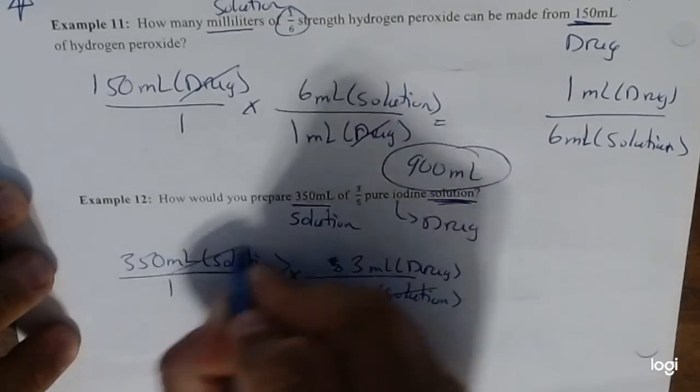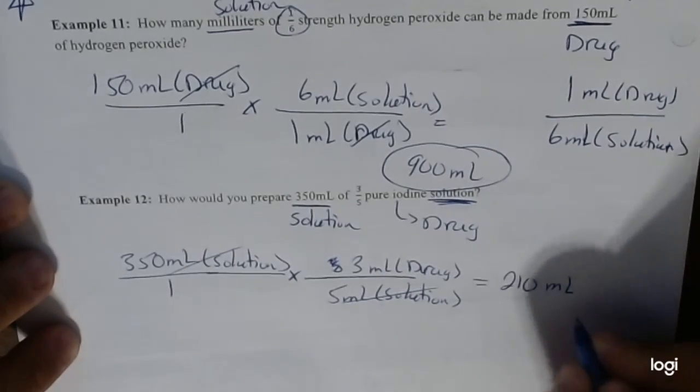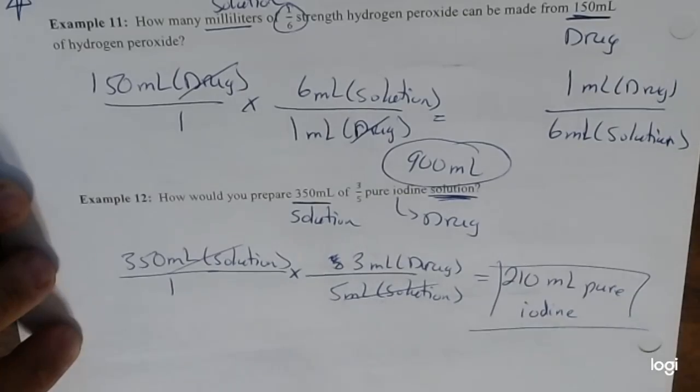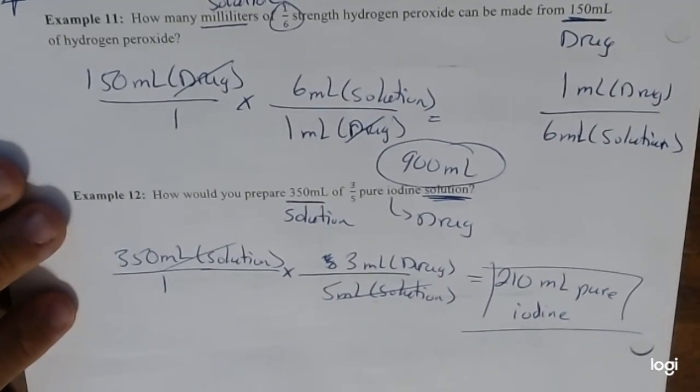So those cancel. So multiply and divide should hopefully give you 210 milliliters of pure iodine, because that is what we want with the drug itself. Okay, so just got to be very wary how the question is being asked and what the numbers present to the actual question itself. Okay.